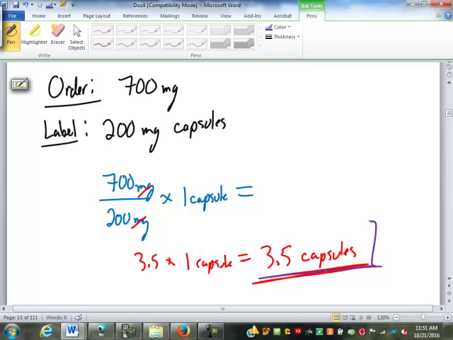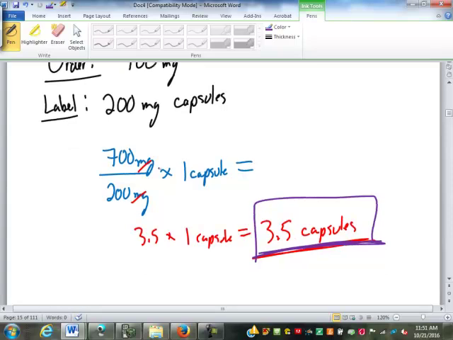Not necessarily a math question, but anybody see a problem with 3.5 capsules? Capsules can't be divided, can they? In that case, since you can't cut them in half, you have to do one of two things. You're either going to round down to 3 capsules, up to 4 capsules, or you're going to go check to see if you can find something with a different size capsule so you can get closer to that dose.